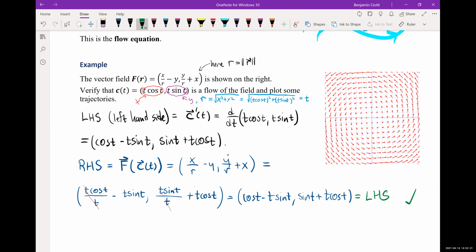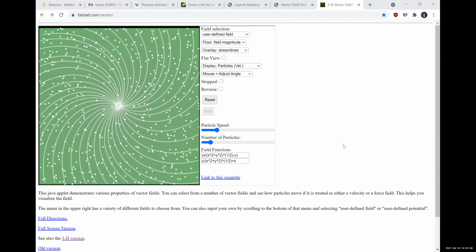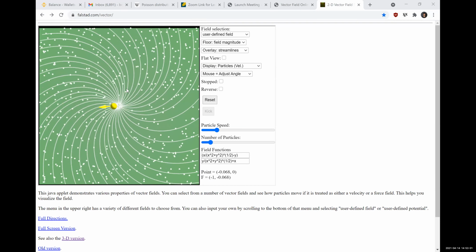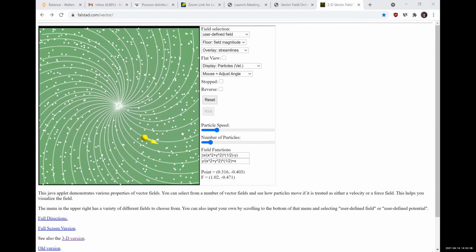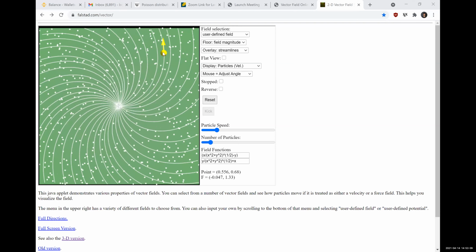And does anyone know what these trajectories look like, by the way? Oh, I have an animation I can show you. Anyone want to guess before I show? A spiral. Yeah, here it is. So these lines spiraling out are the trajectories, as are the motions of these little balls or dots. Okay, so that's what the flow looks like.